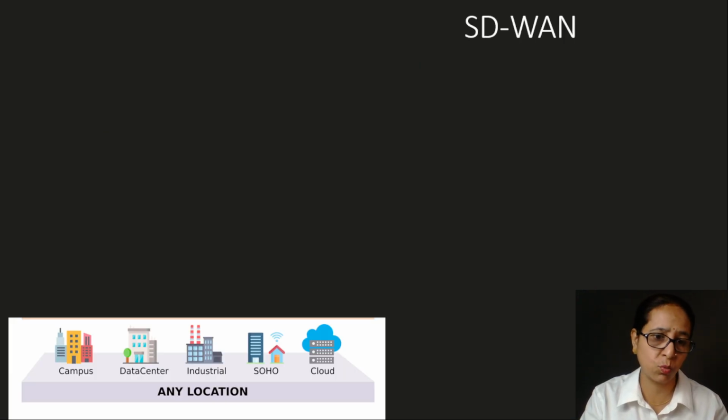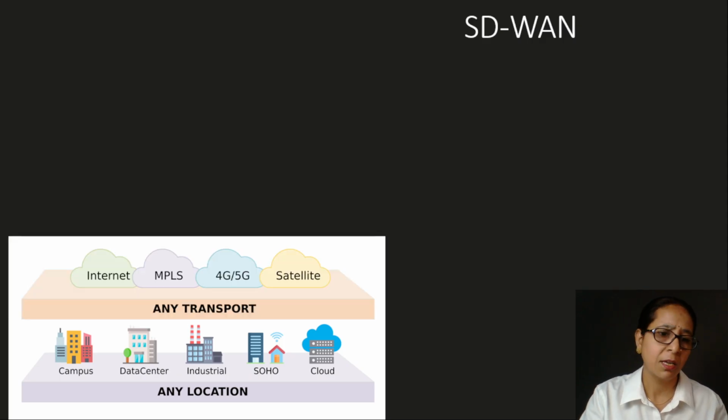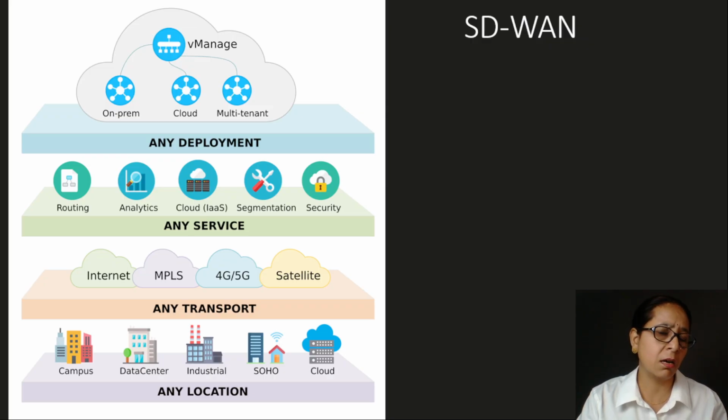So how does SD-WAN work? Suppose there are different locations. Whatever locations you have, whether a campus, data center, industrial site, small office, home office, or the cloud, it doesn't matter. Whatever the mode of transport, whether the internet, MPLS, 4G, 5G, or satellite, however you get access to your resources or locations, it considers all of these. Whatever services you are using, whether routing, analytics, cloud services, segmentation, or security, and whether the deployment is on premises, cloud, or multi-cloud, what we are going to do is manage the management plane and the control plane for all these devices at a centralized location.